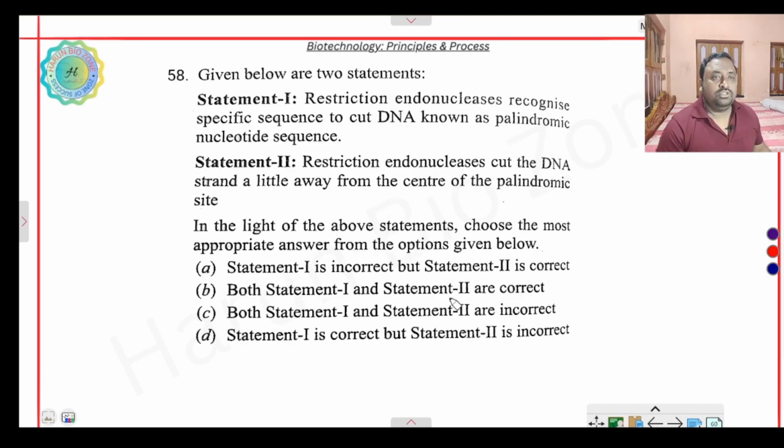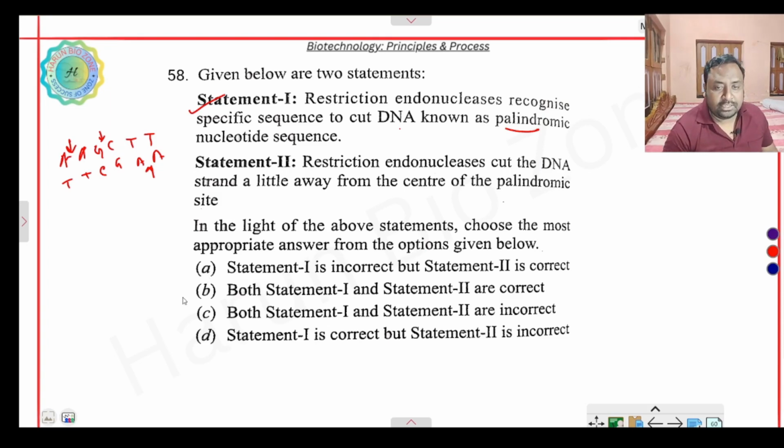Given below are two statements. Restriction endonucleases recognize a specific sequence to cut a DNA, known as a palindromic sequence. This is the right option. Restriction endonucleases cut the DNA strand a little away from the center. That is, suppose A, G, C, T, T. Okay, so this is the center portion, but it cuts between A and the next portion, T, T, C, G, A. So it cuts away from the center. So here both statements 1 and 2 are correct.